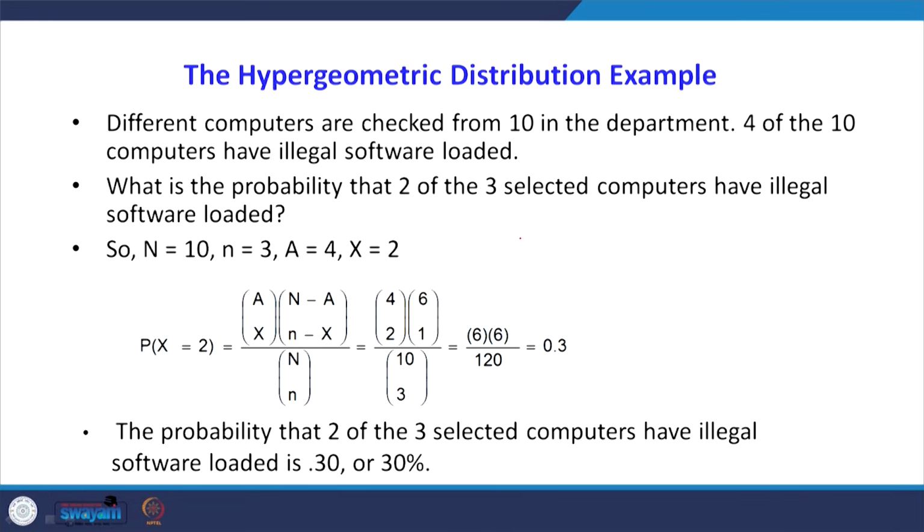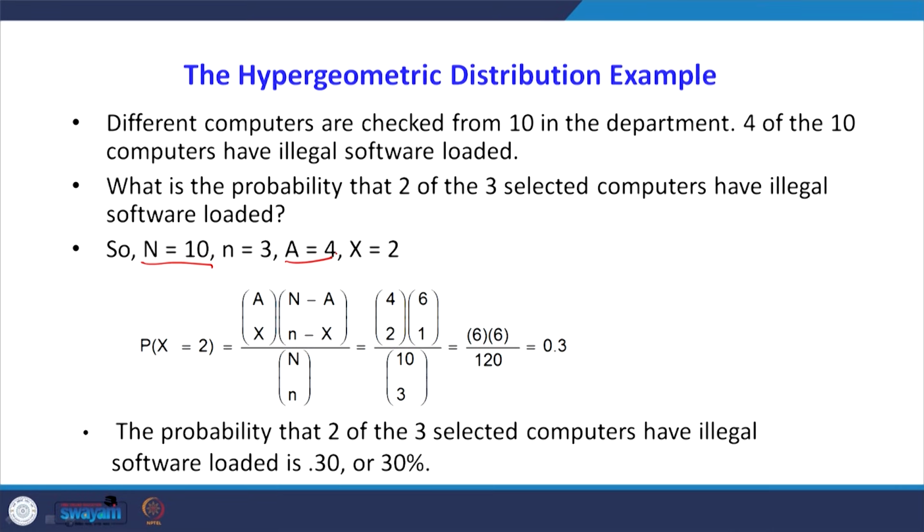Three different computers are checked from 10 in the department. 4 out of 10 computers have illegal software loaded. What is the probability that 2 of the 3 selected computers will have illegal software loaded? By looking at the problem, we are feeling that it is a finite population. Whenever there is a finite population, we should think of hypergeometric distribution. So, capital N is given, that capital N is your population size. Capital A is 4, because we know 4 out of 10 computers have illegal software installed in the population, so A equal to 4.